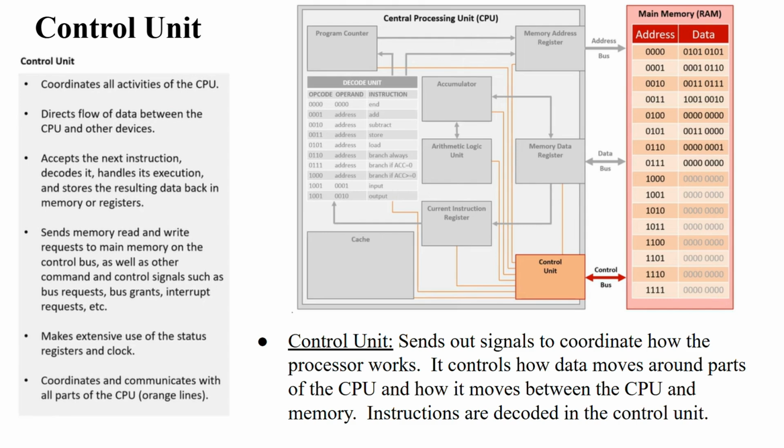The control unit. The control unit sends out signals to coordinate how the processor works. It controls how data moves around parts of the CPU and between the CPU and memory. Instructions are decoded in the control unit. It essentially controls the whole CPU and the function of the processor, i.e. that's where its name comes from. It controls by the orange lines in this model, and it directly communicates using the control bus.